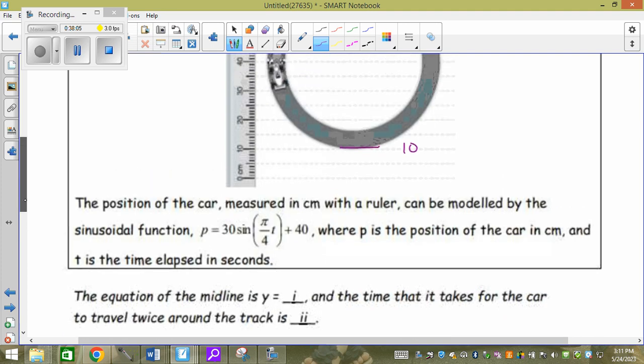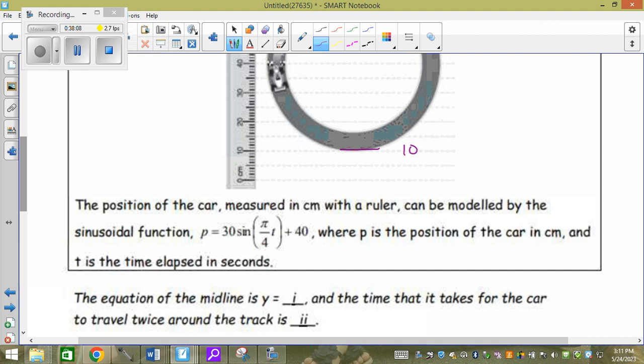The equation of the midline, what is it? They gave us an equation. How nice are they? What's the equation of the midline of this one? 40. It's just the d value. And the time that it takes the car to travel twice one revolution is the same as saying what? The period. So I want 2 times the period. That's it. How do I get a period from an equation?